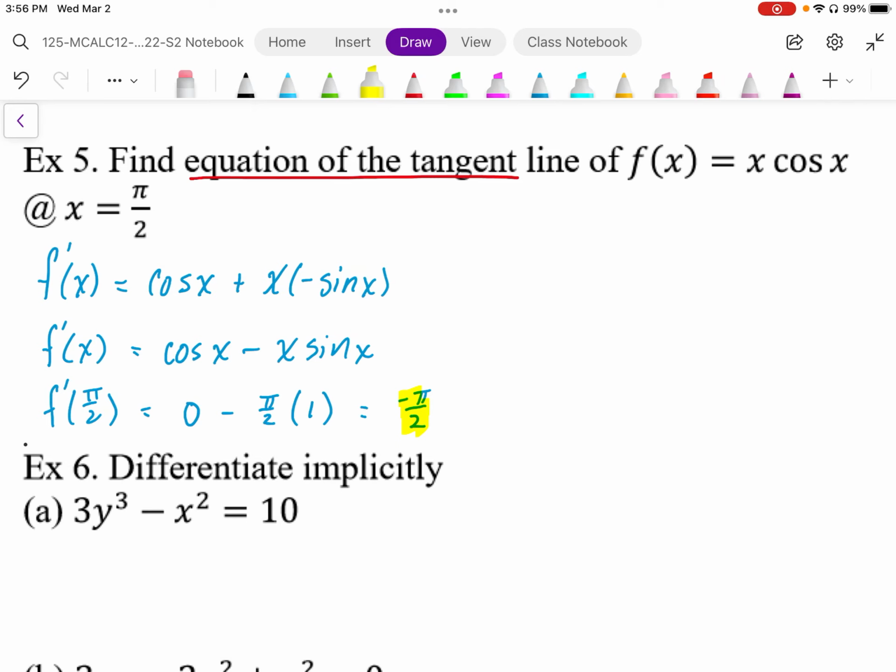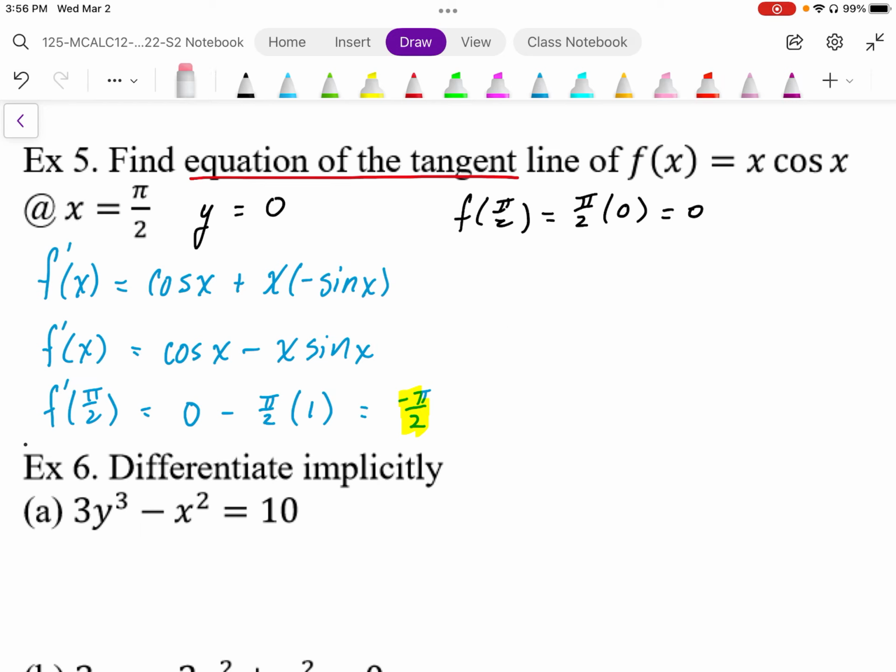Now, to find the equation of a tangent line, I actually need to have an x and y coordinate. So I'm going to find the y coordinate here. So I'm going to plug in f of pi over 2. So not f prime, but f of pi over 2. And I end up with pi over 2 times cosine of pi over 2, which is 0. So I get 0. So when x is pi over 2, y is equal to 0. And so I have now my equation.